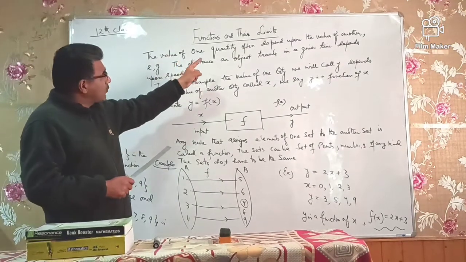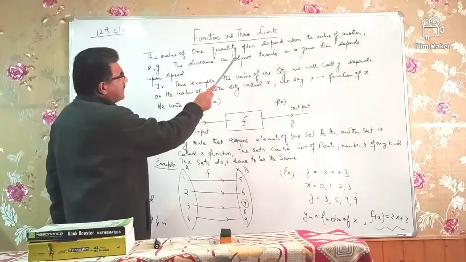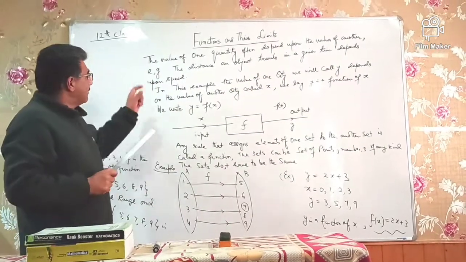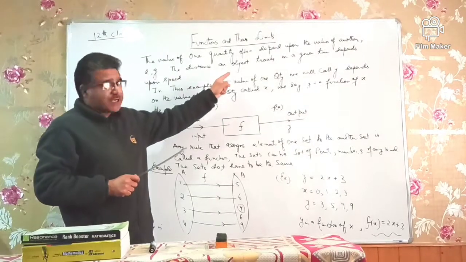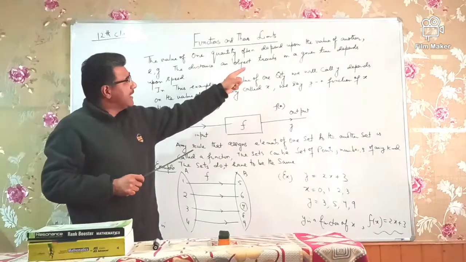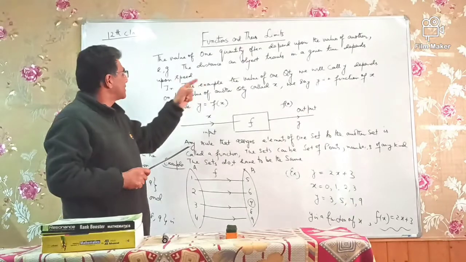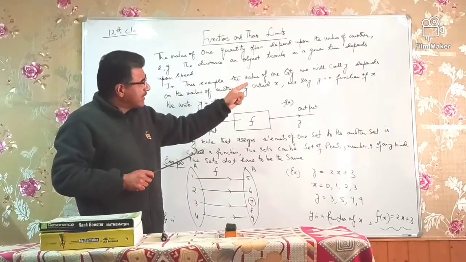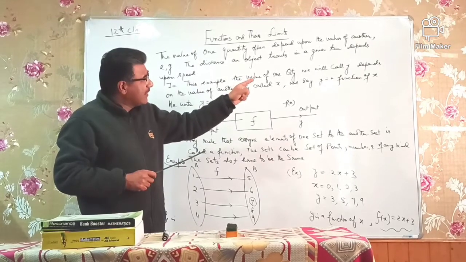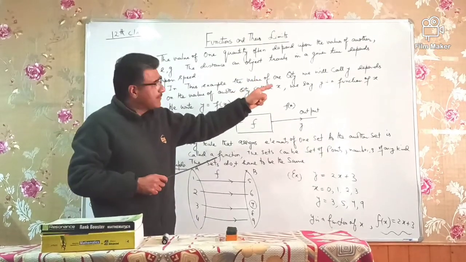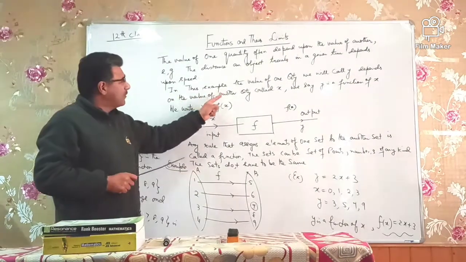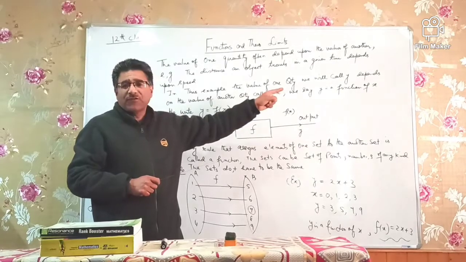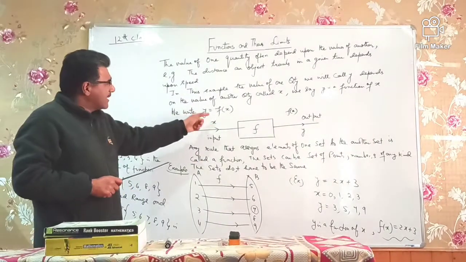The value of one quantity often depends upon the value of another quantity. You know that. For example, the distance an object travels in a given time depends upon the speed. In this example, the value of one quantity, we will call it y, depends upon the value of another quantity called x. We say y is a function of x. We write y is equal to f(x).